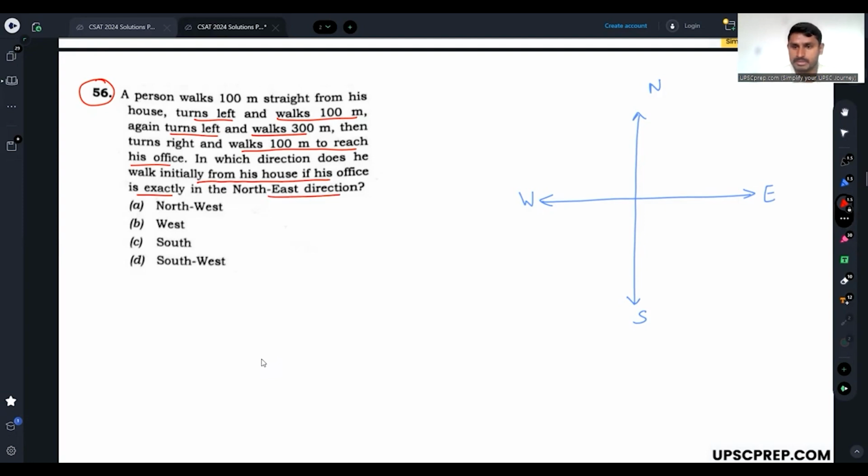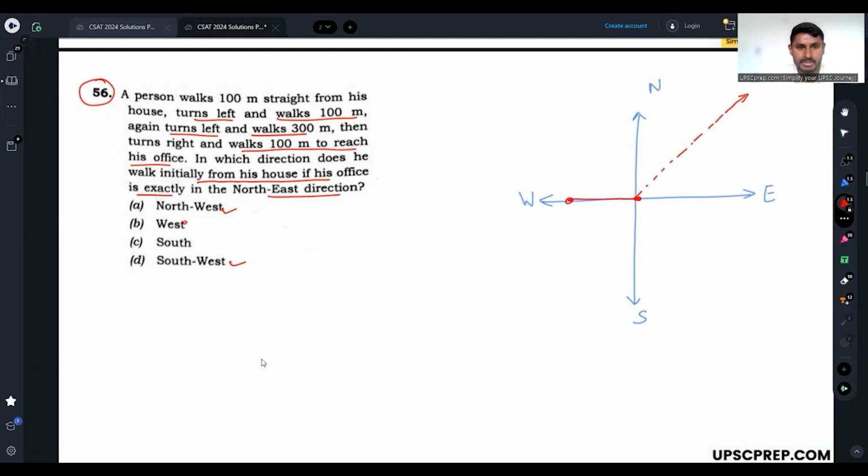Okay, what they are saying is that his office is exactly in this direction, northeast. So we have to go by option. Starting from northwest, north, southeast, southwest is quite difficult, so we will start from west. Let's say if I start from west, what is happening? A person is walking 100 meters in the west direction initially.